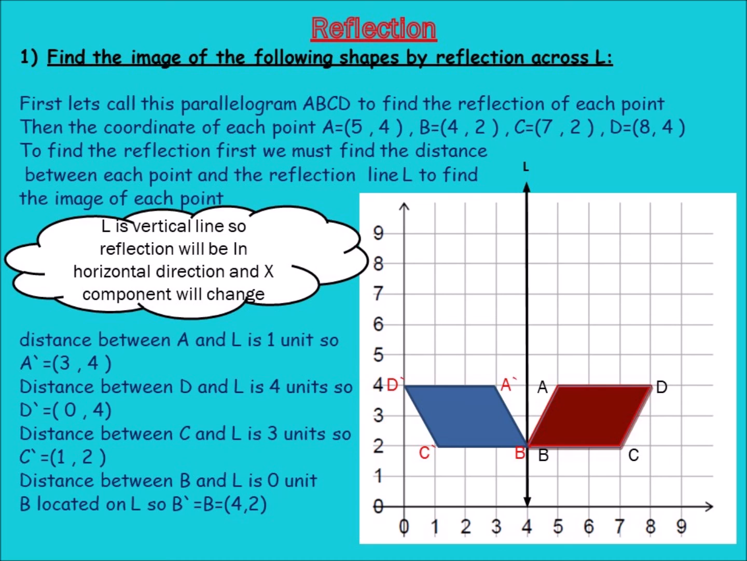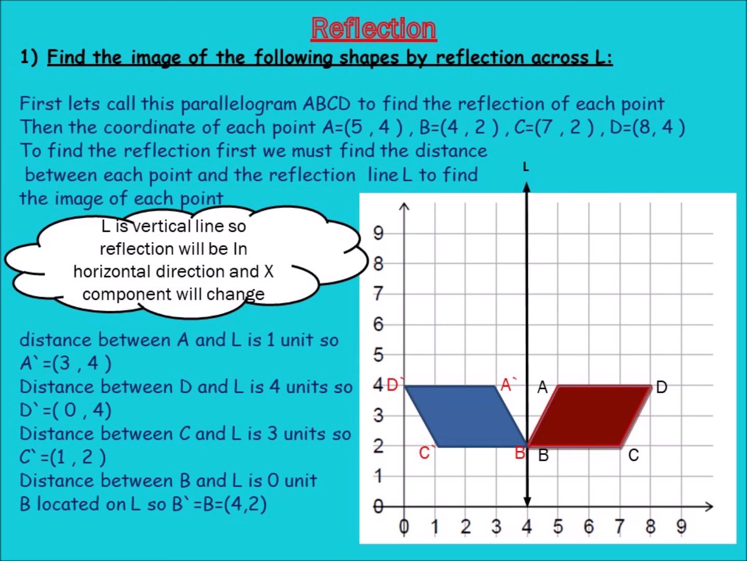Okay, if I have a parallelogram as shown on the figure, A, B, C, D, and I want to find the reflection point of each point on this parallelogram, first of all, I have to know the distance between the point and the reflection line L. So the same number of units I have from the point to the line of reflection must be equal to the distance between the line of reflection and the reflection point on the other side.